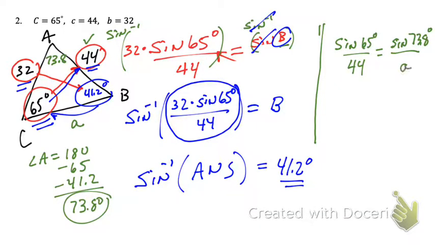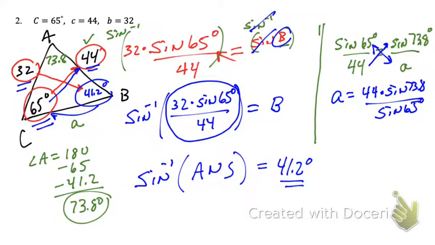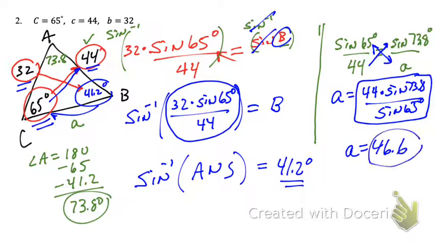And again, I would do what I did earlier. I would switch these two and slide that 44 up. So I would get A equals 44 times the sine of 73.8 over the sine of 65. Again, that way I can punch all this in my calculator at one time. Just be careful, maybe hit equals after you finish with the numerator. And I get A to be 46.6.